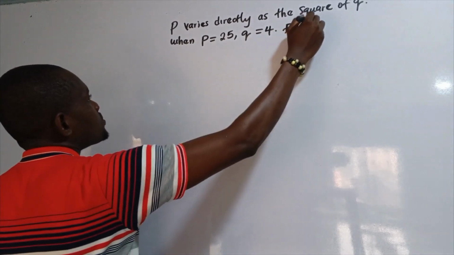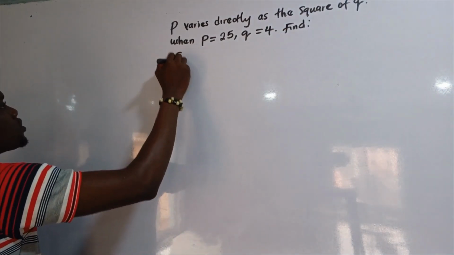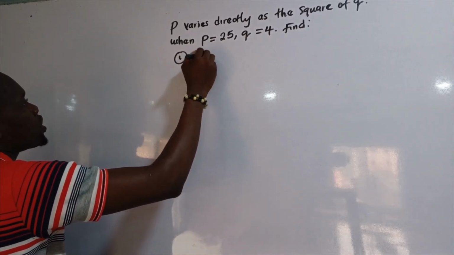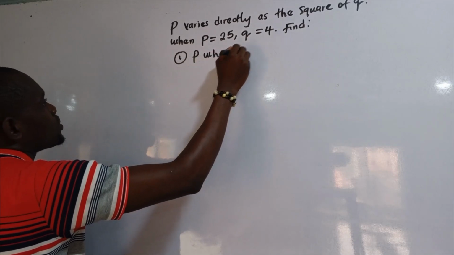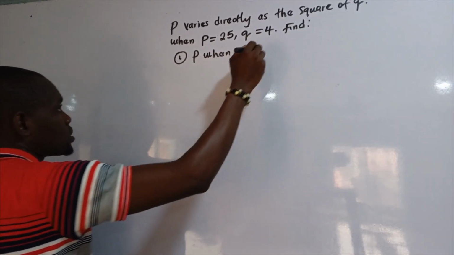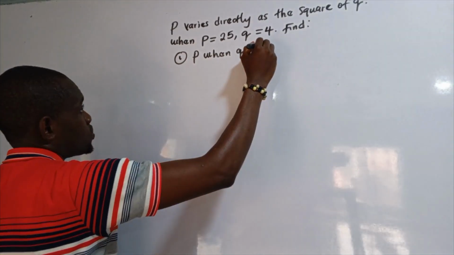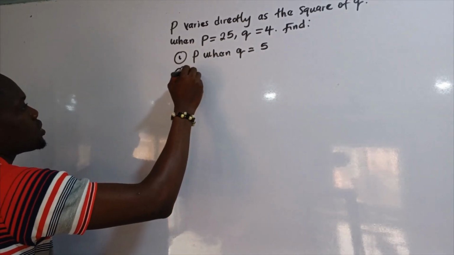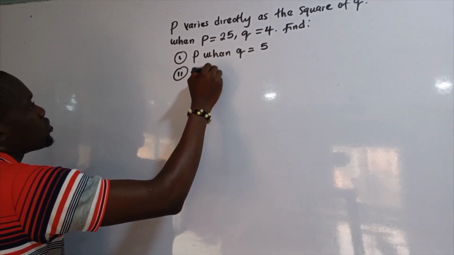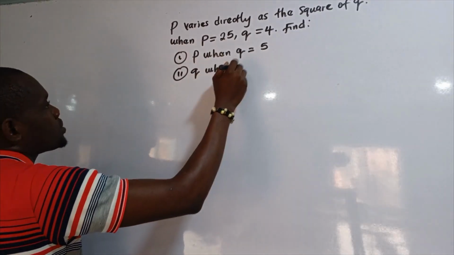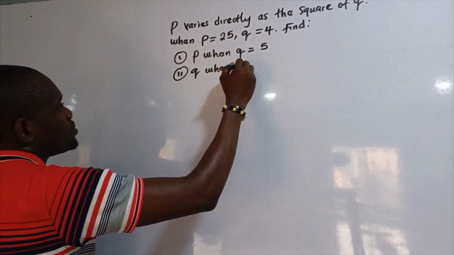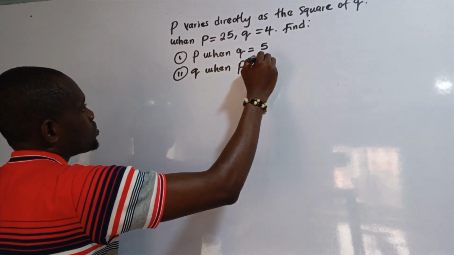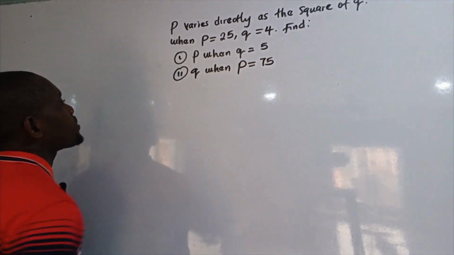Find, the first question here, P when Q is equal to 5, and question 2 is Q when P is equal to 75.